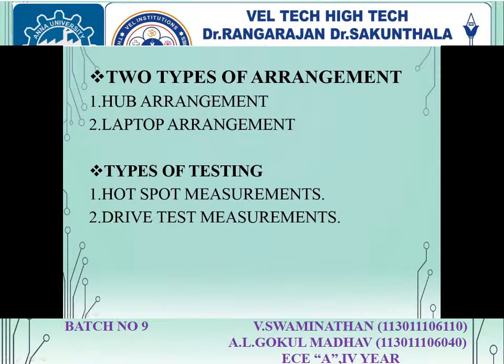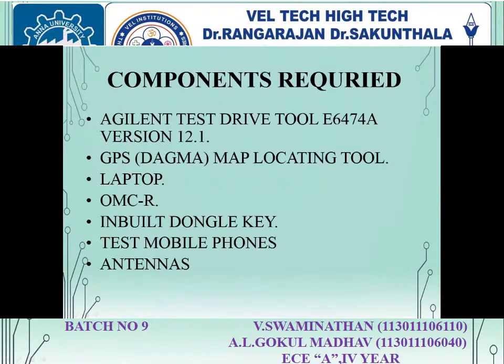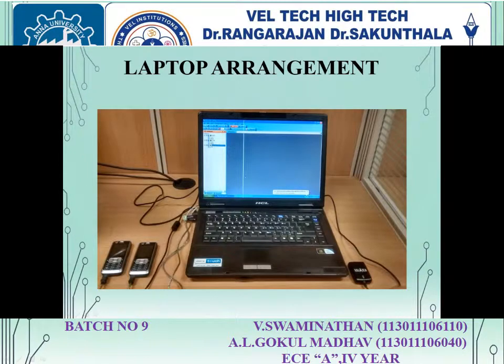There are two types of arrangements: one is hub arrangement, one is laptop arrangement. Hub arrangement is very costly and an ineffective way, so we are using laptop arrangement. We are using two types of testing: hotspot measurement and drive test measurement. What are the components required? The AGILENT drive test tool, GPS, Dagma tool, laptop, OMC or inbuilt dongle key, test mobiles, and antennas.